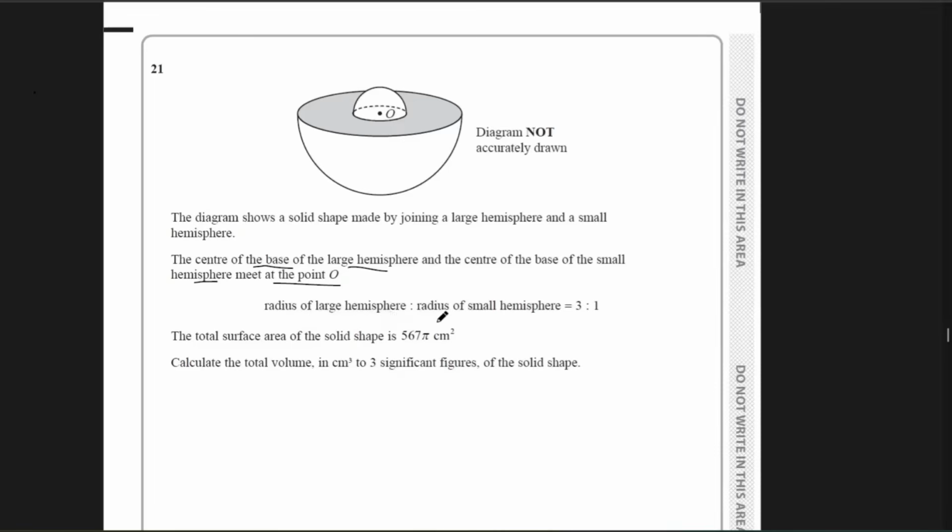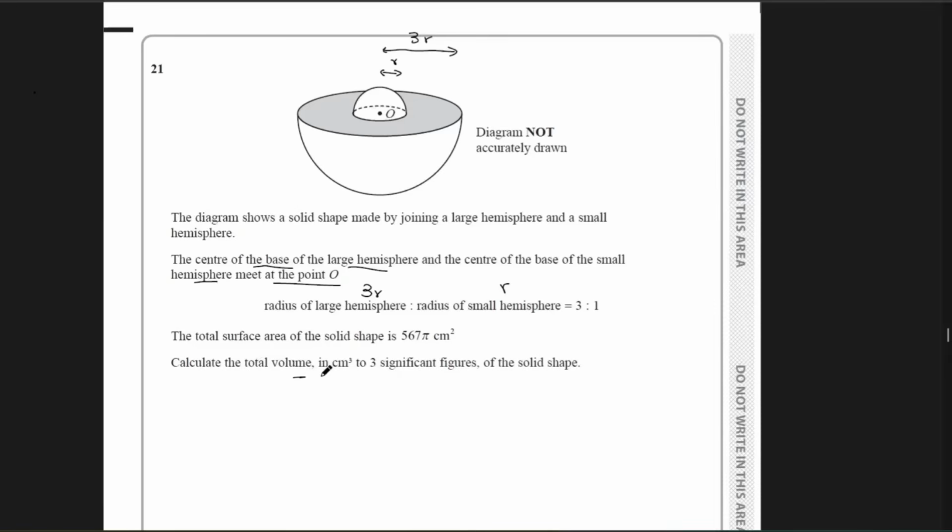Radius of large hemisphere to radius of small hemisphere is equal to 3:1. If we say that the radius of the small hemisphere is r, the radius of the large hemisphere would be 3r, because it's 3 times larger than the radius of the smaller hemisphere. So this radius would be r, and this radius, the large hemisphere, would be 3r. The total surface area of the solid shape is 567 pi centimeter squared. The question is, calculate the total volume in centimeter cubed to 3 significant figures of the solid shape.